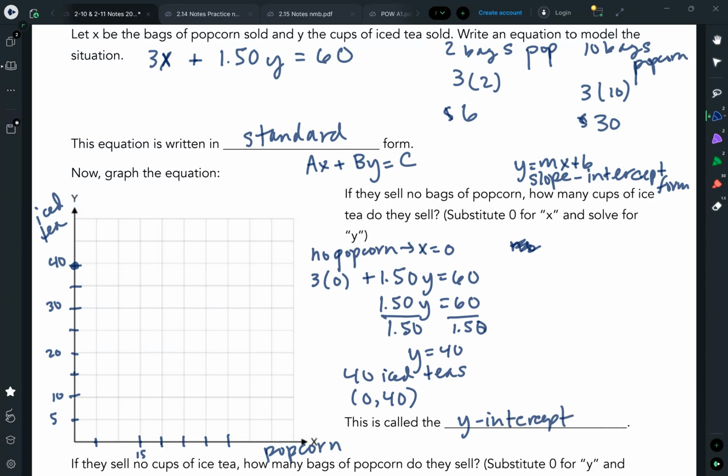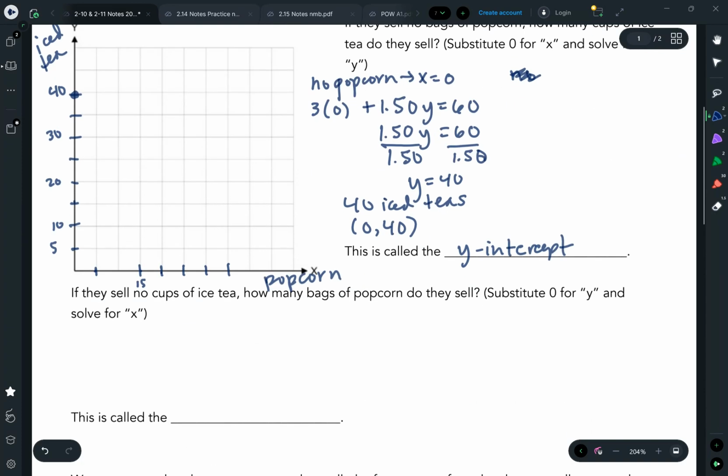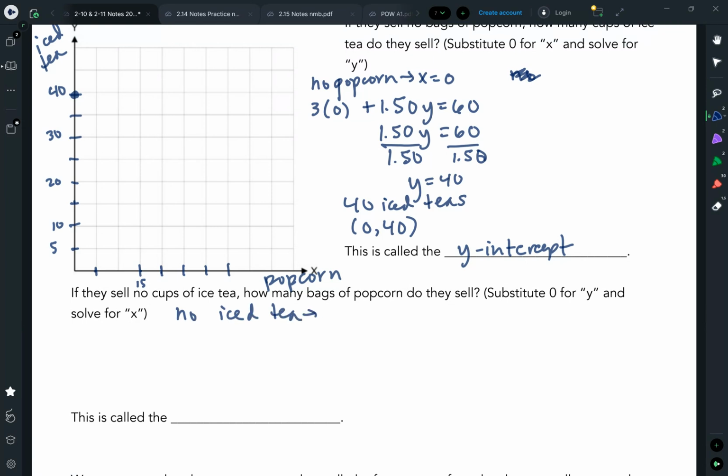All right, and then I want to look at, it's weird to find the y-intercept first, but it doesn't really matter. If they sell no cups of iced tea, so if there's no iced tea, then that means our y is equal to 0. And that means my equation would now be 3x plus $1.50 times 0 equals 60. This is just 0, 3x equals 60, divide both sides by 3, and x equals 20.